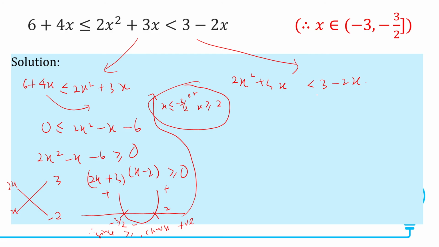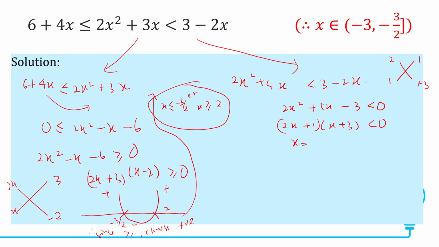How about my right hand side? Since this is positive, I shifted everything here. 2x squared, and then this one shifted here becomes plus 5x minus 3 less than 0. And then I need to get 2 and 1, and then this is negative 3. Sorry, positive 3, and then this is 1. So I have 2x plus 1 and x plus 3 less than 0.